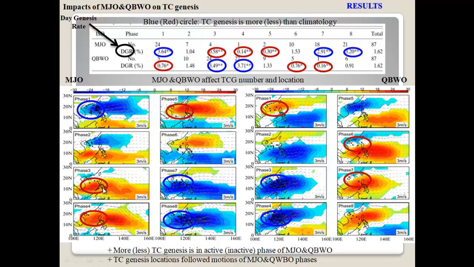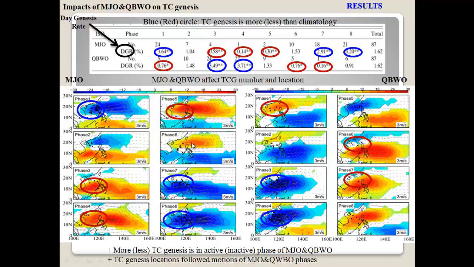In contrast, in the inactive phases of MJO, phases 3, 4 and 5, we have yellow color for OLR. The OLR anomaly is in positive value. It means that the convective system in phases 3, 4 and 5 is very weak. Also in these three phases the TC number is significantly lower than normal.